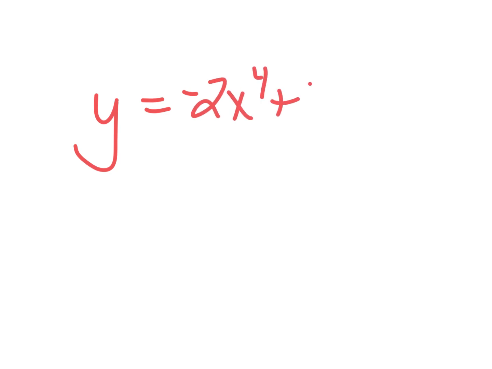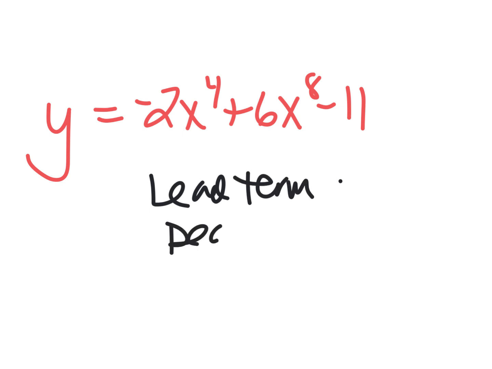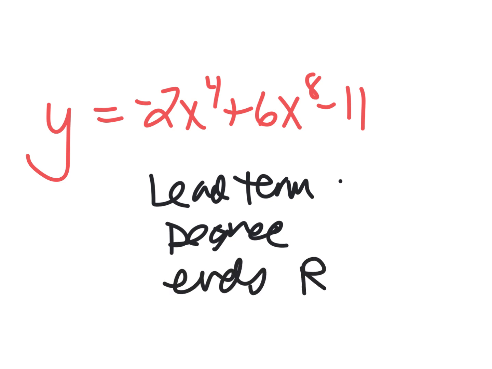All right, on that blank Notability doc, I'd like you to just take this polynomial, negative 2x to the fourth plus 6x to the eighth minus 11, and figure out what the lead term is. Figure out the degree. Figure out the ends. And I'd start with the right end, because if it's positive, it goes one way. If it's negative, it goes the other. And the left end is either going to be the same or different than that.